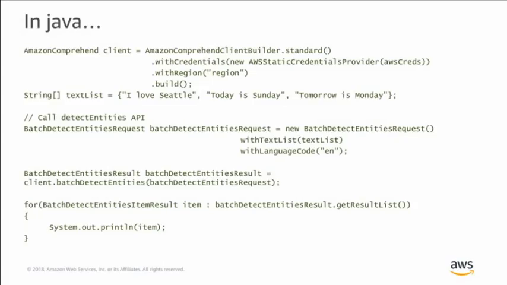This can also be done in Java. Again, it's only just 4 lines. The first line talks about creating a client. The second line is defining a text, like "I love Seattle, today is Sunday," and so on. The third line is making this call, batch detect entities, and I'm passing this list of text. And the last line is just a for loop that's going to print out what result we got for each of this text. So it's fairly simple. If you're familiar with Boto, this is even simpler, right?